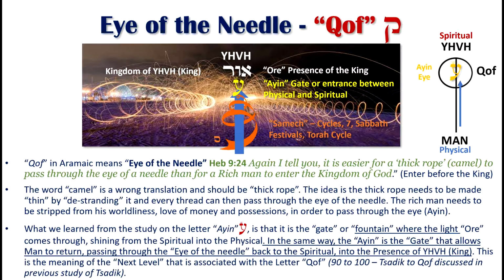So a thick rope is also known as a camel. No, it's a wrong translation. In Aramaic, there's one letter missing. So it's not a camel, it's a thick rope.